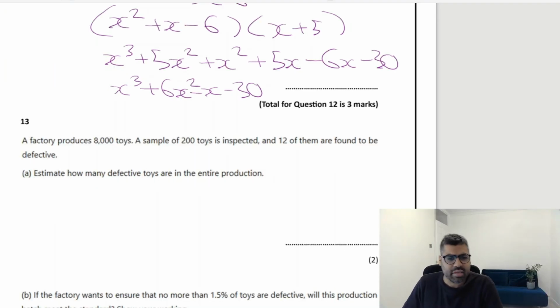We have a factory that produces 8,000 toys. Then we have a sample of 200 toys, and 12 of them are found to be defective. So we need to estimate how many defective toys are in the entire production. So the first thing we need to do is work out the probability of toys from our sample that are defective. So that's going to be 12 out of 200. And then we just simply need to times that by our 8,000 toys, and that gives us 480 toys.